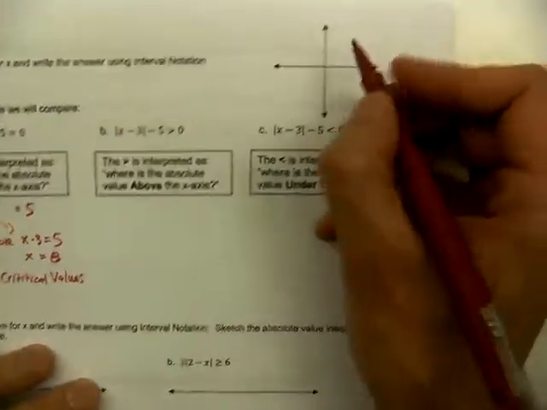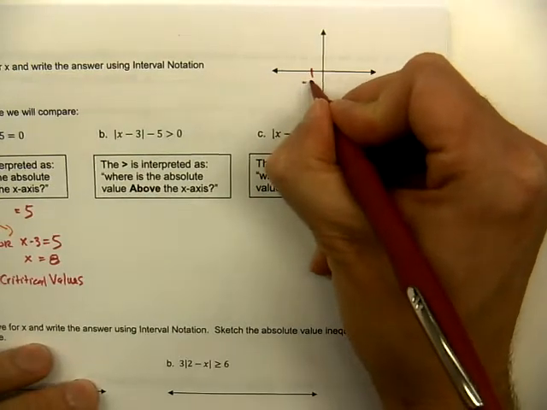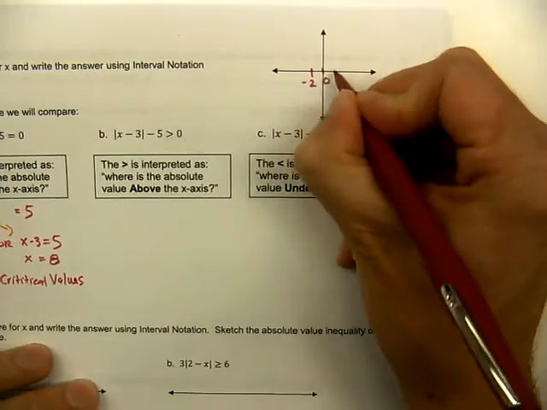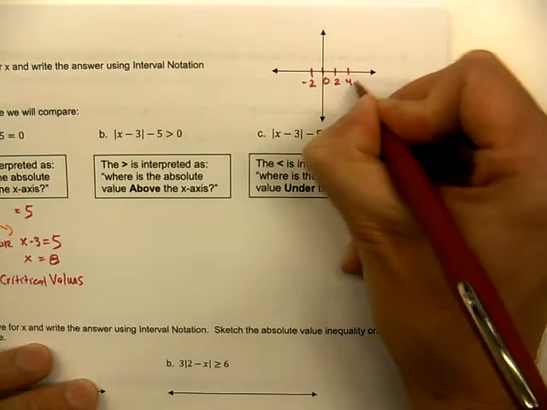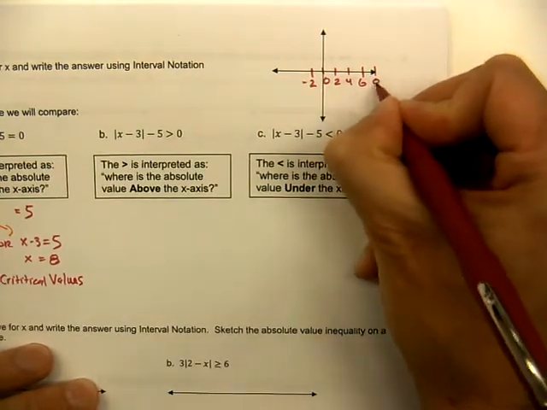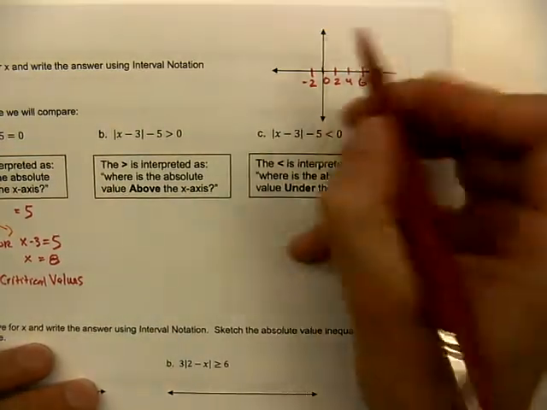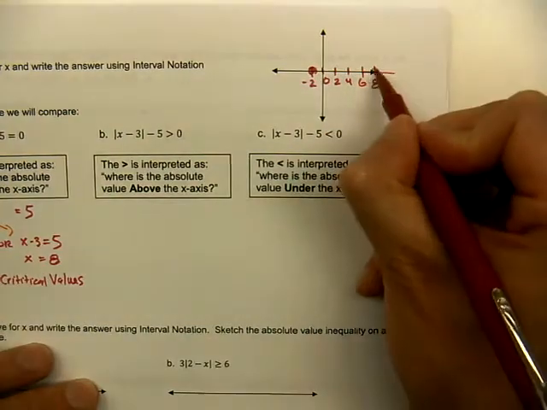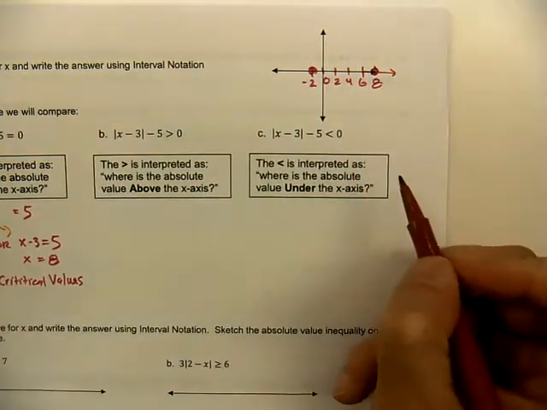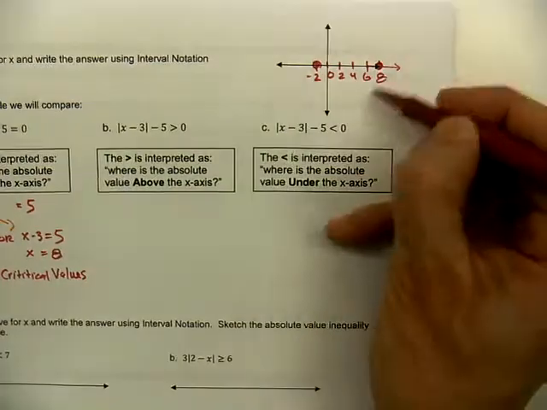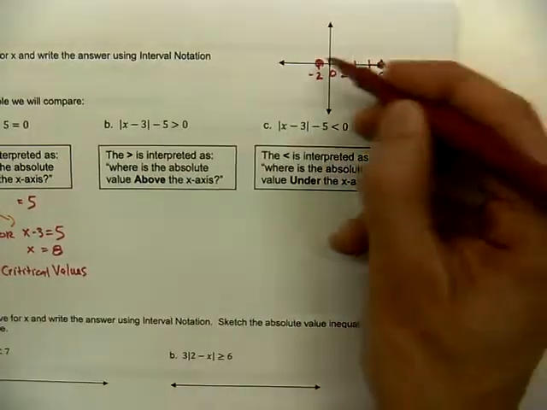So what that means for us, I'll use a scale of 2, is that we have a critical value at negative 2 and positive 8. So that means we know the V-shaped graph will go through those values right there. Those are the x-intercepts.